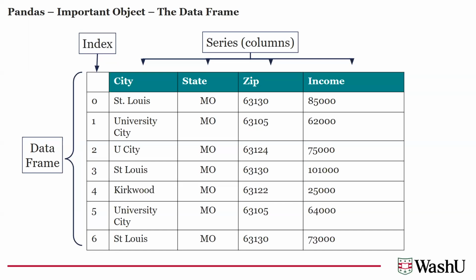In the first column, that is the index column. So that is basically specifying which row we're talking about. And then subsequently, we have several columns that in the Pandas language are referred to as series. So city, state, zip, income, those are all series within the Python library. So the object or the class that we're talking about is series, and these are within the data frame class.